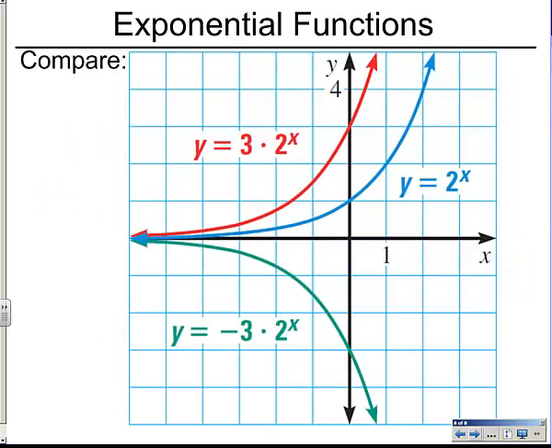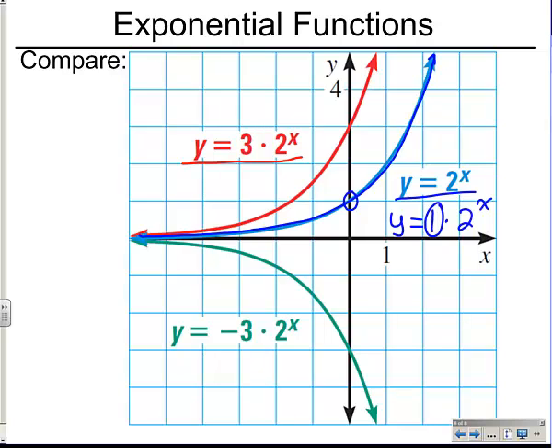For this one, we're just going to compare. We've got this primary, or let's call it the parent function right here. Y is equal to 2 to the x. And you'll notice that it has a y-intercept of 1. And I did allude to this earlier, that your a value is generally your y-intercept. So this can be rewritten as y equals 1 times 2 to the x. And then right here you can see we have a y-intercept of 1. We'll compare that to y equals 3 times 2 to the x.